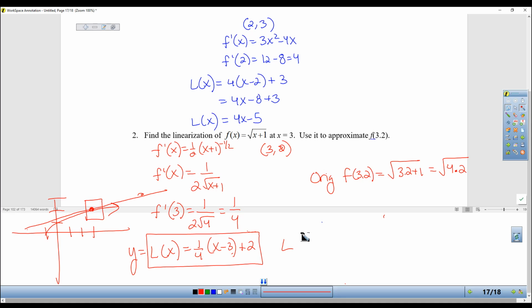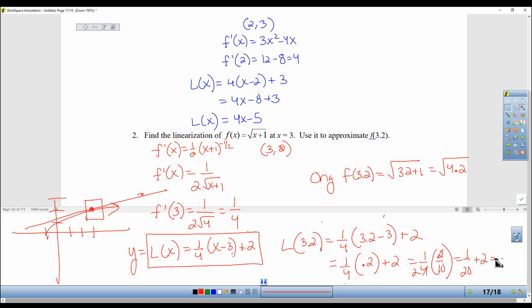The linearization at 3.2 is going to give me 1/4 times 3.2 minus 3 plus 2. And you might be thinking, that's actually not that much easier. Well, unfortunately, it's not that much easier for you because you guys have been raised to do everything on a calculator. But back in their day, they were pretty good at this kind of mental math. 3.2 minus 3 would just be 0.2, which they know to be 2/10. So 1/4 times 2/10. These reduce. So that's 1/20 plus 2.